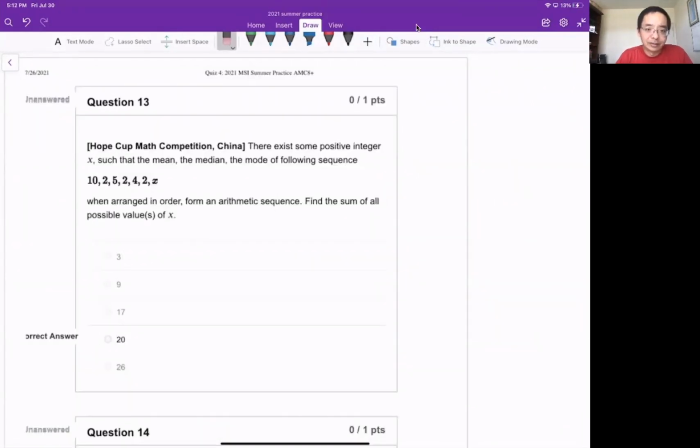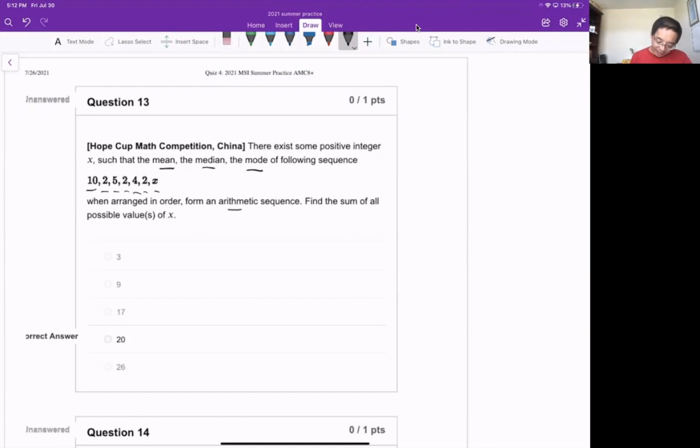Question number 13. Here it says we have a sequence that's 10, 2, 5, 2, 4, 2, and x. x is a number that is to be determined. It says the mean, median, and mode of this sequence, when arranged in order, form an arithmetic sequence. In order for that to be true, we need to figure out all possible values of x.